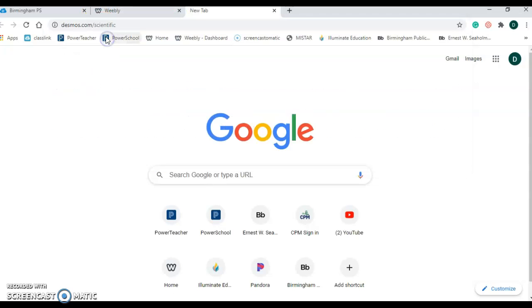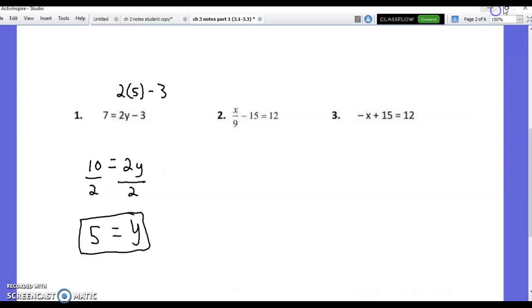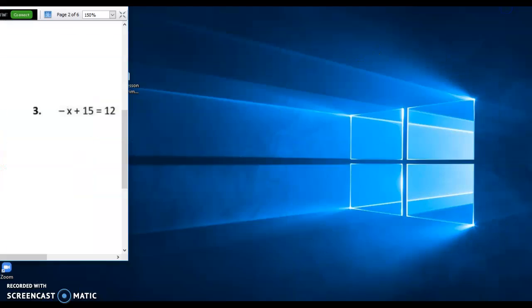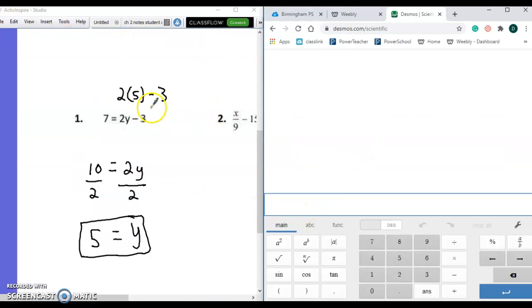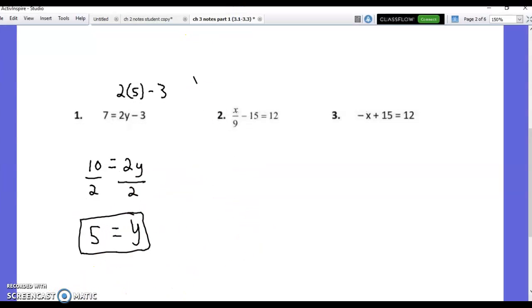So I'm bringing up my calculator here, I didn't have that ready to go. If I type this in, and we talked about substitution earlier, so 2 parentheses 5 minus 3, and you see that it comes out as 7. Yay, 7. So we know we did it right. So let's go ahead and go through our other examples based on our 2 steps.